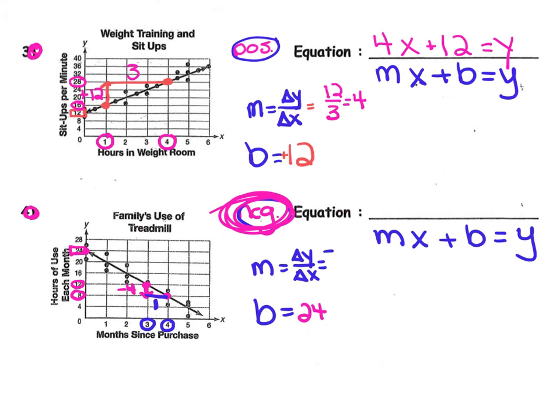So we can express the slope as negative 4 over 1, which of course when we divide is simply a negative 4. Our equation, negative 4x plus an intercept of 24 equals y. This concludes page 7.